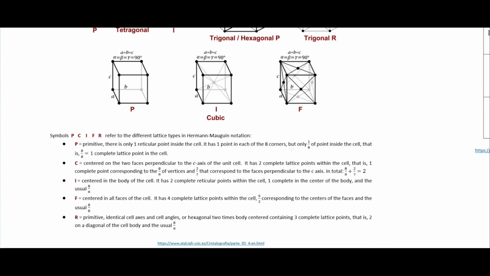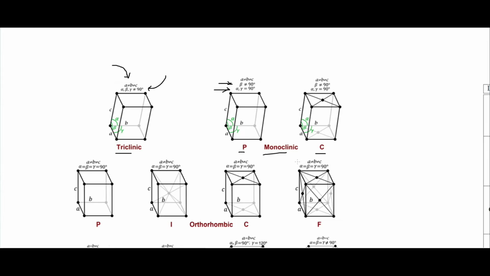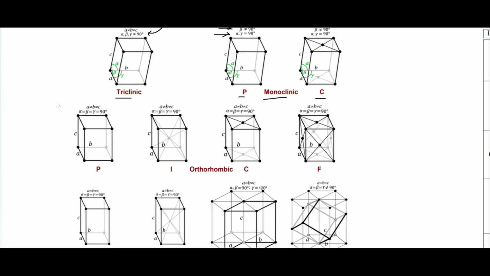So these are just telling us different things about the crystal lattice, about the way that objects in it can be oriented. I'm not going to get too much into that right now. For now, we'll just look at the orthorhombic here.